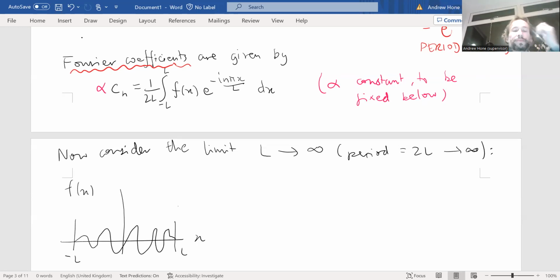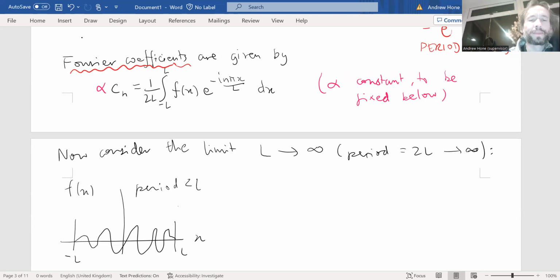And then I want to think about kind of stretching out. You can think of x as stretching, or you can think about just L stretching. There are different ways to think about it. So there's your function, with period 2L.